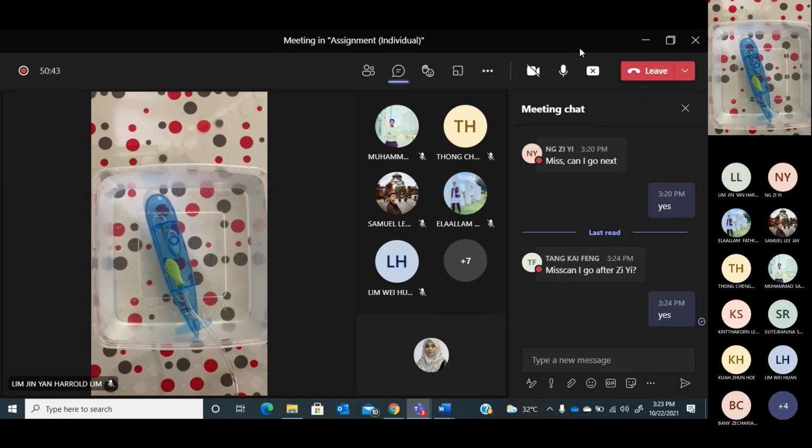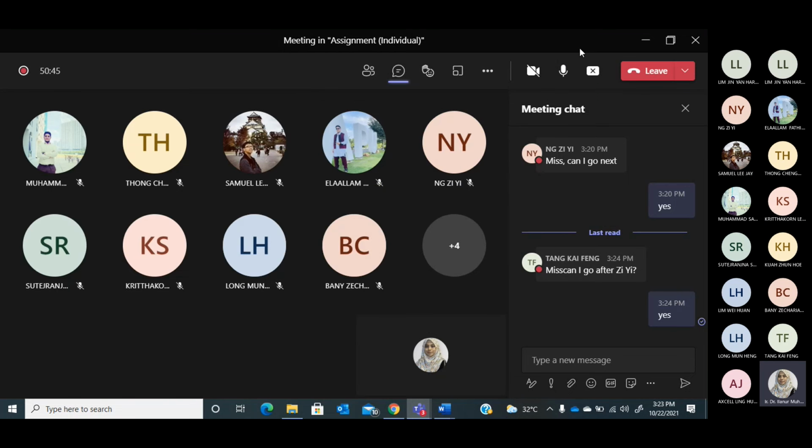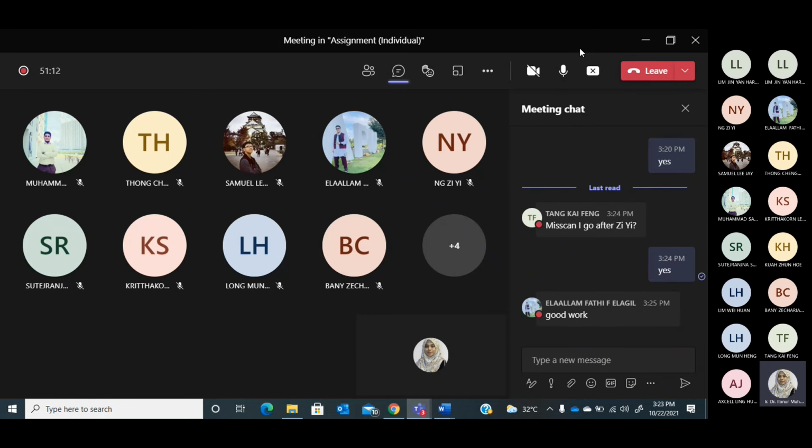Okay, I find that this experiment is very interesting because you used a submarine from a toy, is it? Yeah, toy. After that, a balloon is used to expand to show the concept. So this experiment is also not done by any other student. So good work.